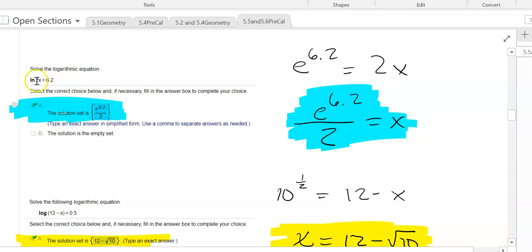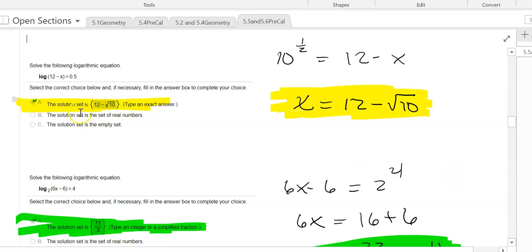Here, we can just go ahead and write this one as an exponential, and then we can solve for x by dividing by 2. Next one, we can go ahead and write this as exponential. We know that it's log base 10, so then we can say 10 to the 1/2 power is equal to 12 minus x. 10 to the 1/2 power is the same as the square root, so all I did was add the x over here and subtract the square root of 10, and we're done.